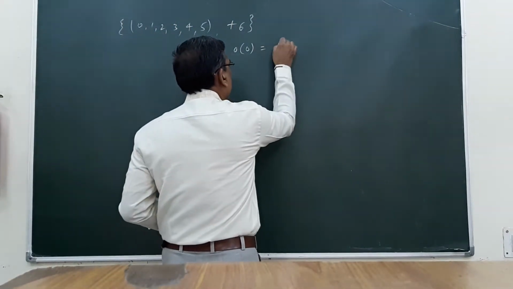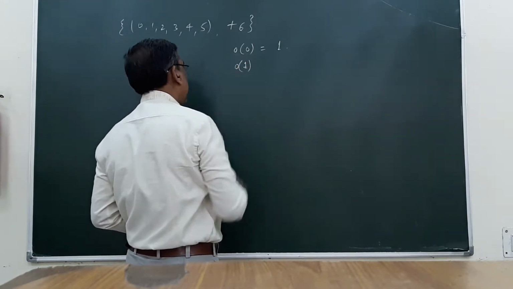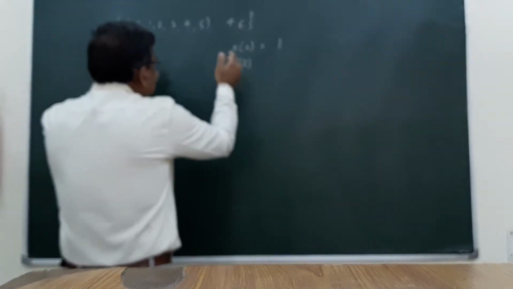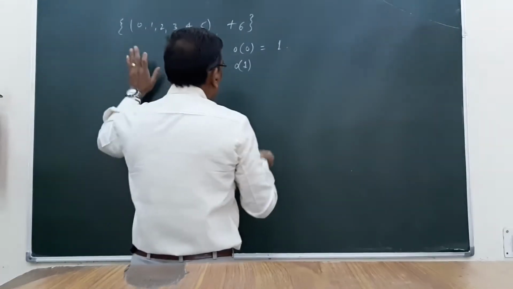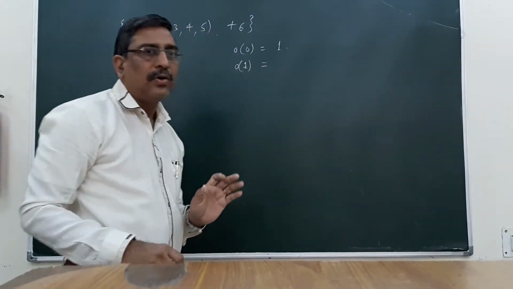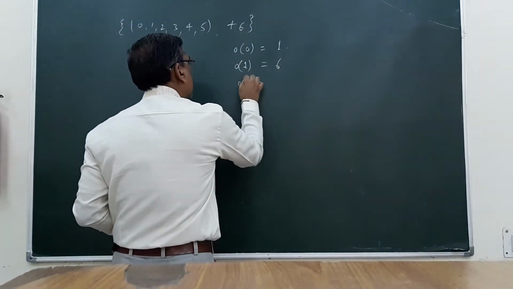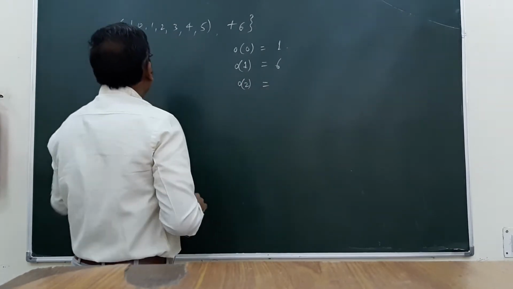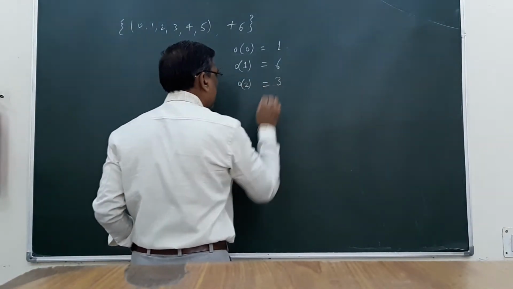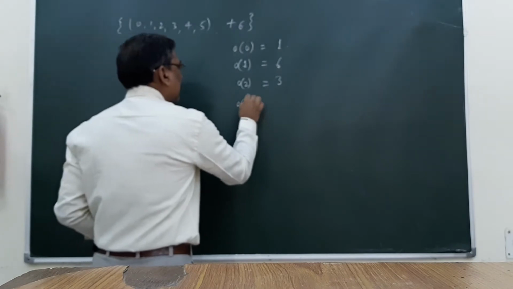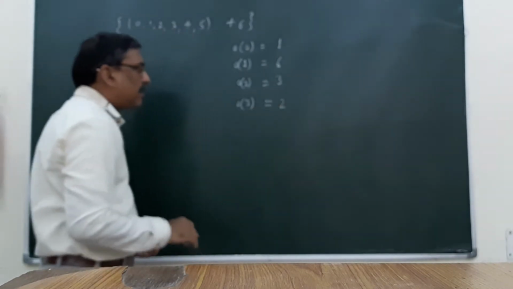So order of 0 is 1. Now order of 1, I can write straightforward in this way. Order of 1 means 1 plus 1 plus 1, 6 times we will get 6, and that is equal to 0 and equal to identity. So order of 1 will be equal to 6, and order of 2: 2 plus 2 plus 2, 3 times. So this will give us the order as 3. Order of 3: 3 plus 3 is 6, so order will be equal to 2.